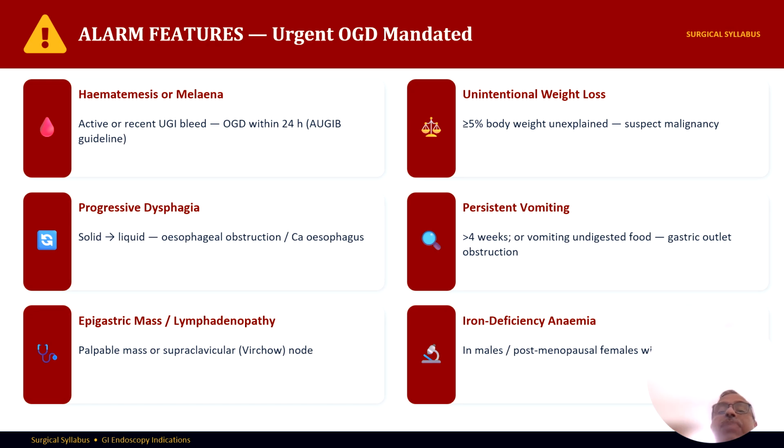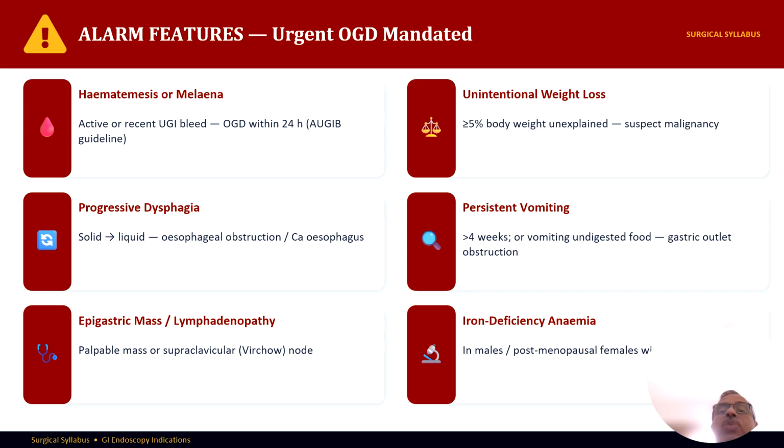Number five, any patient presenting with persistent vomiting of more than 4 weeks, or vomiting of undigested food particles, especially in the evening, suggestive of gastric outlet obstruction, is another very common indication of doing an urgent OGDS.